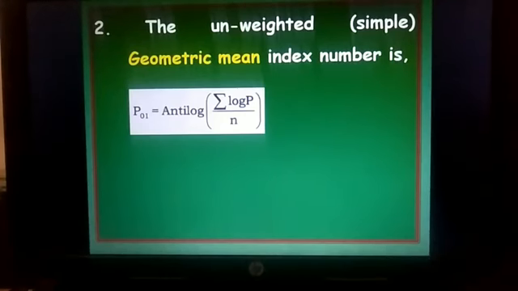That means in first PUC we had the central tendency chapter. In that, arithmetic mean, geometric mean and harmonic mean we had come across, and those formulas also we are very well familiar with. There, geometric mean was antilog of sum of log x divided by n, when x was considered as the variable. Now here capital P is a variable as price.